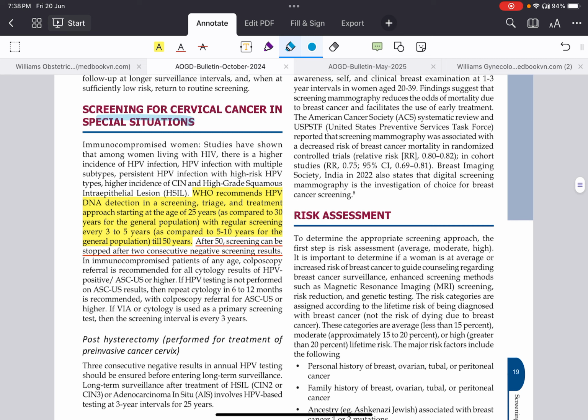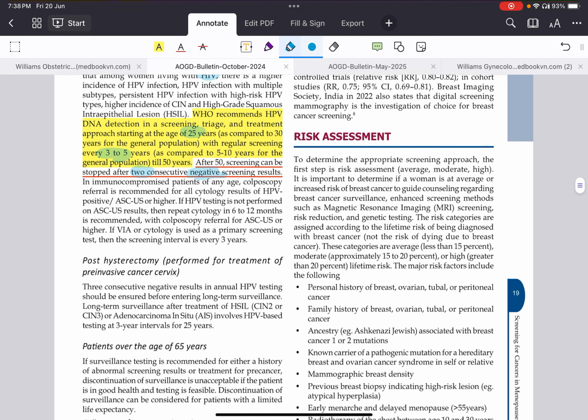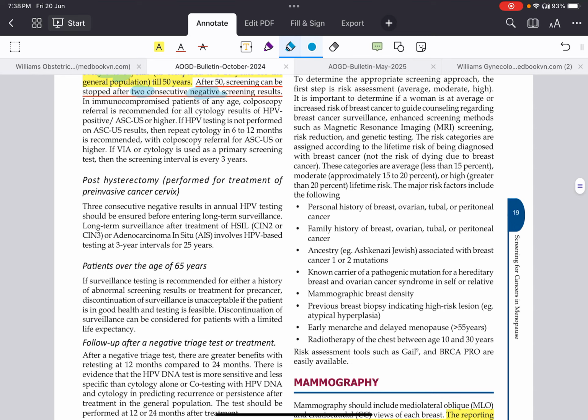There is screening for cervical cancer in special situations. What is the special situation? HIV. If she's immunocompromised, then generally screening starts at 30 years. But for HIV patients, the screening starts by the age of 25 years. Every 3 to 5 years, you'll screen. After 50 years, screening should be stopped after two consecutive negative screening test reports are seen.